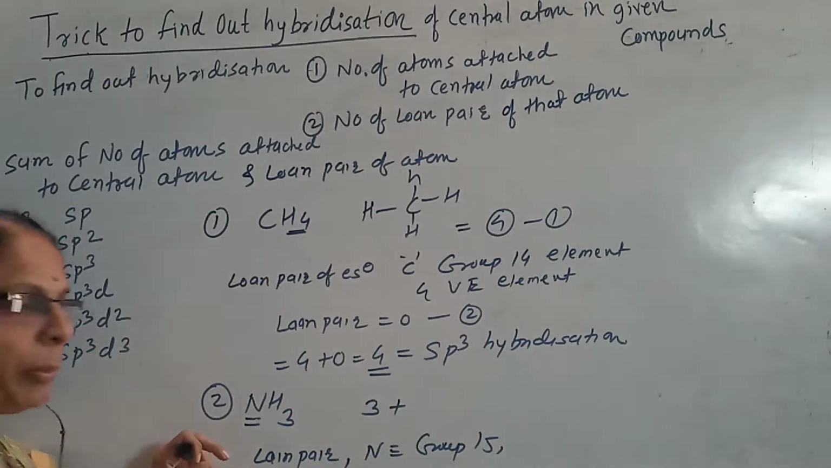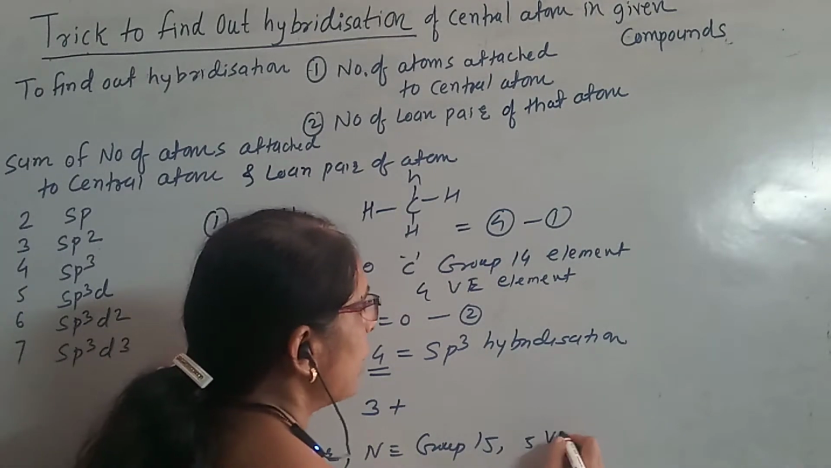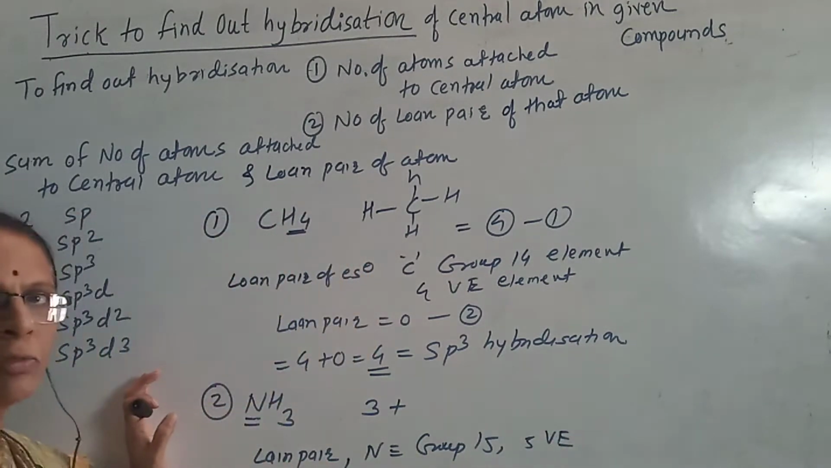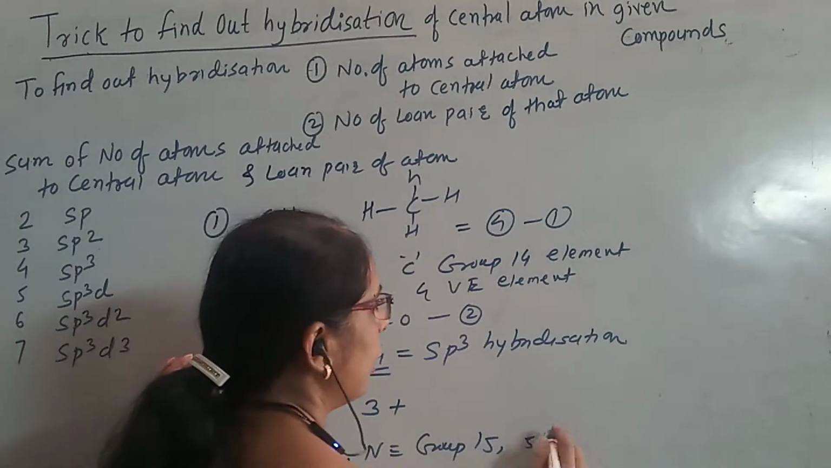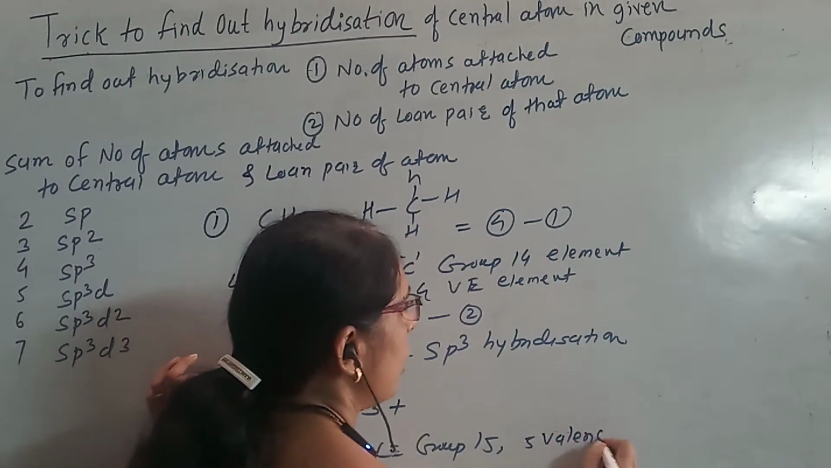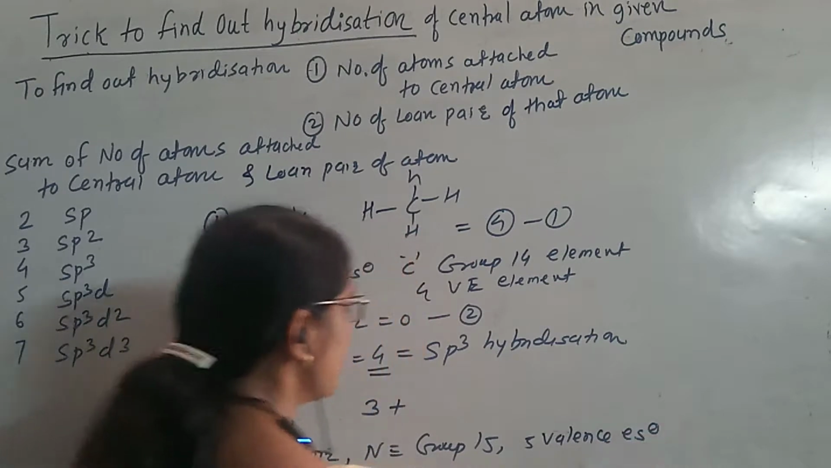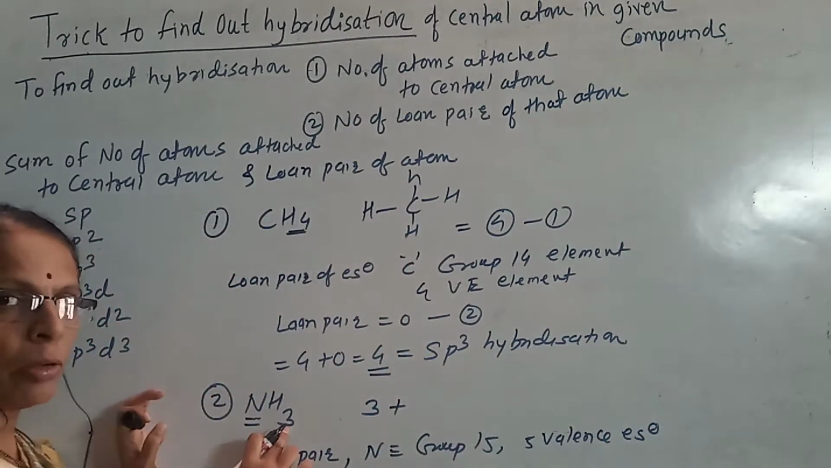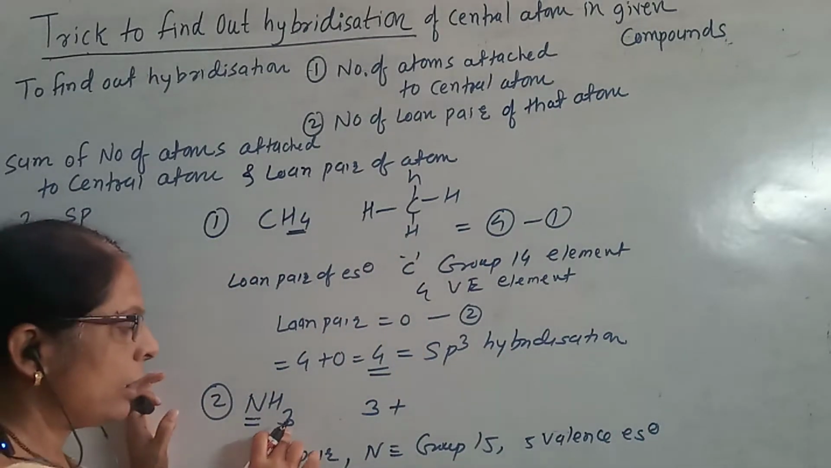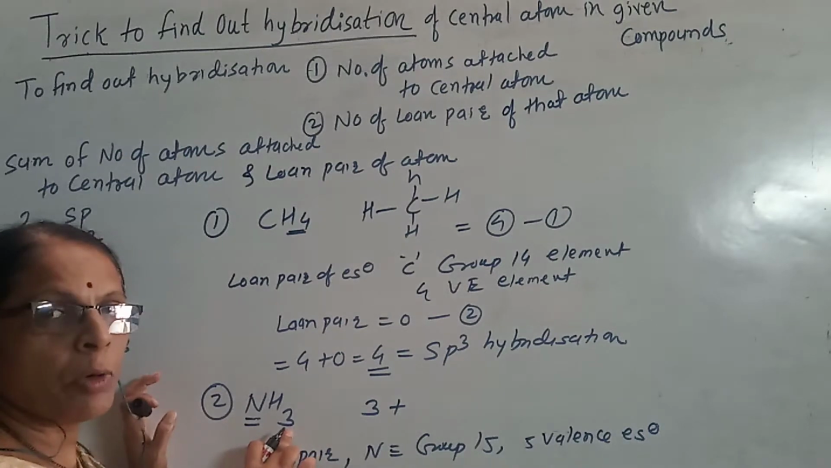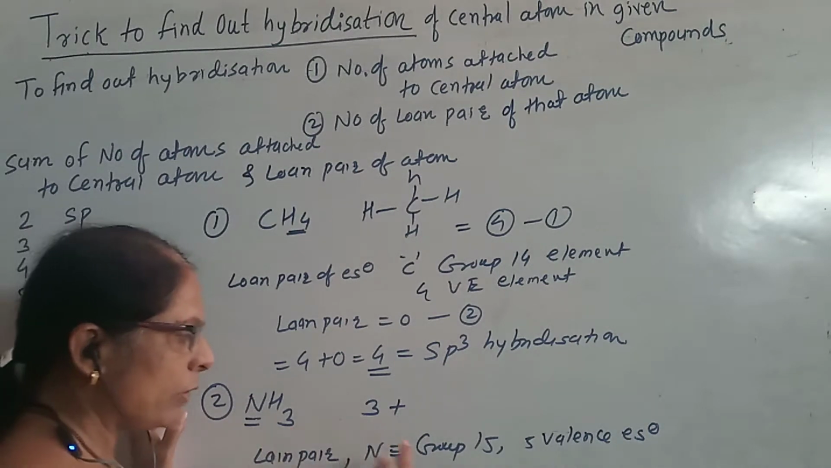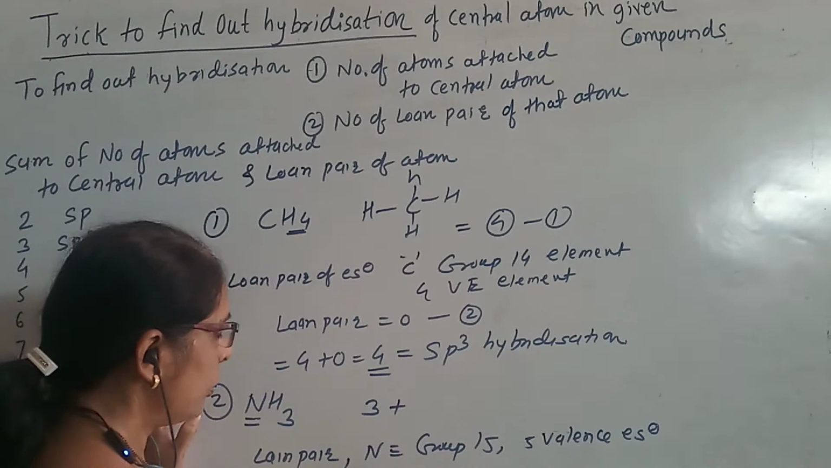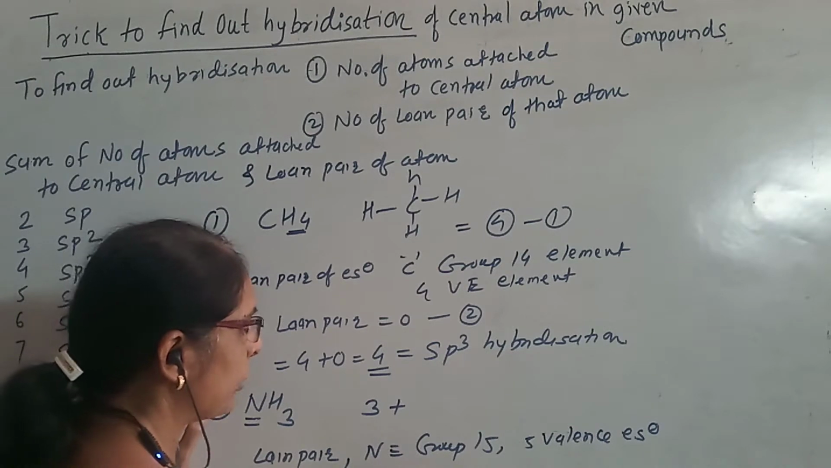And group 15 elements have 5 valence electrons. V means valence electron. Out of the 5 valence electrons, 3 are engaged in forming the bond with the nitrogen. So how many remain? There are 2 electrons remaining.